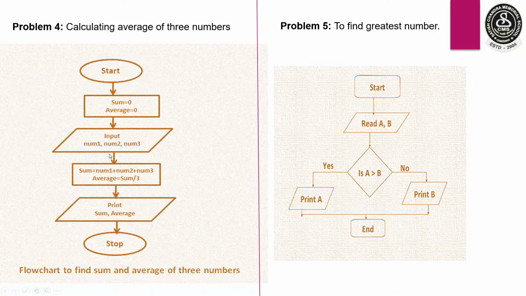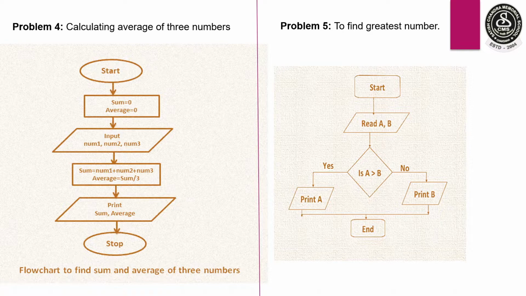And you can use two different process boxes for summation and average. Okay, you can use two boxes. It's okay if it is written in a single box, that is also okay. So next is print sum and average. Next is stop.